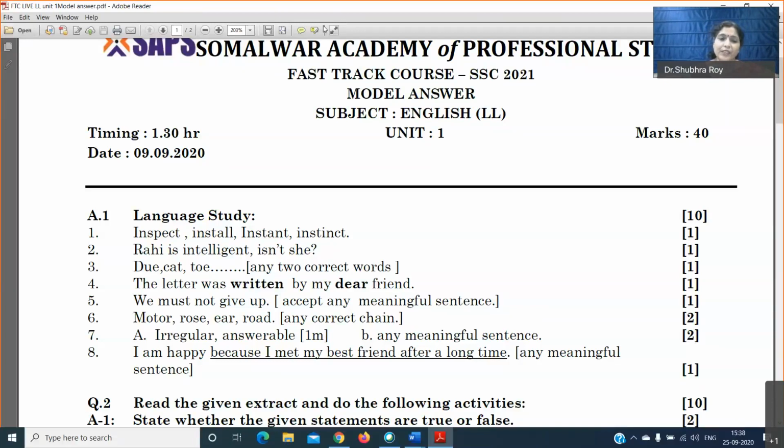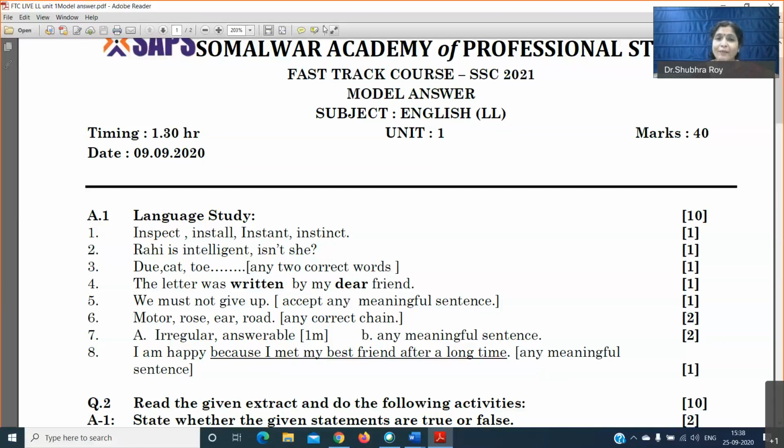Then word chain. This was the question of a word chain where no condition was given to you. You could write any word chain, but there can be conditions given to you where you will be asked to make a word chain of adjectives, make a word chain of verbs, make a word chain of nouns. So your word chain should be prepared in your mind. It should be ready in your mind.